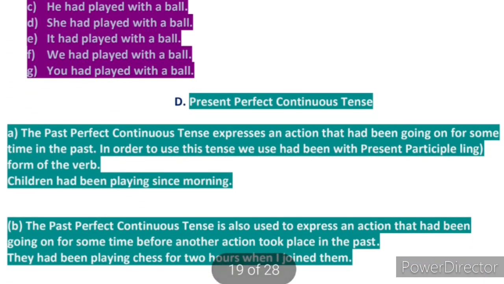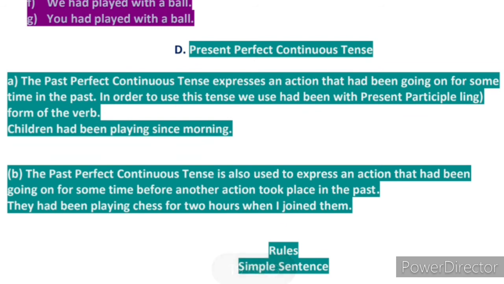Now next, past perfect continuous tense. So the past perfect continuous tense expresses an action that had been going on for some time in the past. In order to use this tense, we use had been with present participle ing, or verbs first form plus ing. Then for example, children had been playing since morning. Next, the past perfect continuous tense is also used to express an action that had been going on for some time before another action took place in the past.